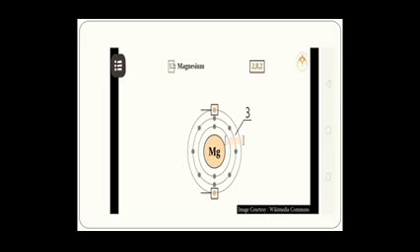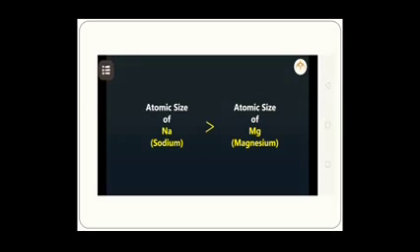For magnesium, Mg, atomic number is 12. Electronic configuration is 2, 8, 2. Number of orbits is 3, and number of electrons in the outermost shell is 2. So we can say atomic size of sodium is greater than atomic size of magnesium. If two atoms have the same outermost orbit, then the atom having a larger number of electrons in the outermost orbit is smaller than the one having fewer electrons in the same outermost orbit. So that is the reason why an atom of magnesium is smaller than an atom of sodium.